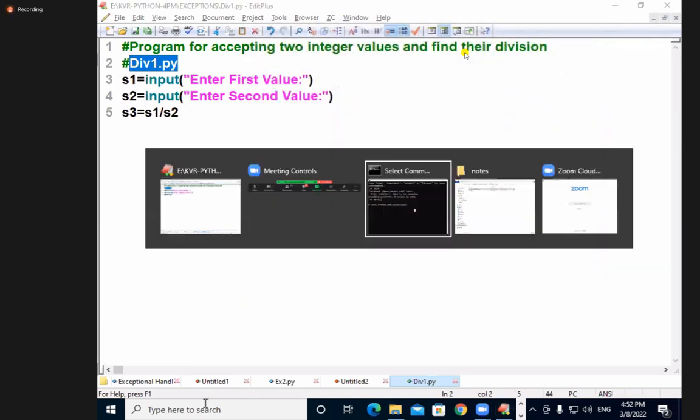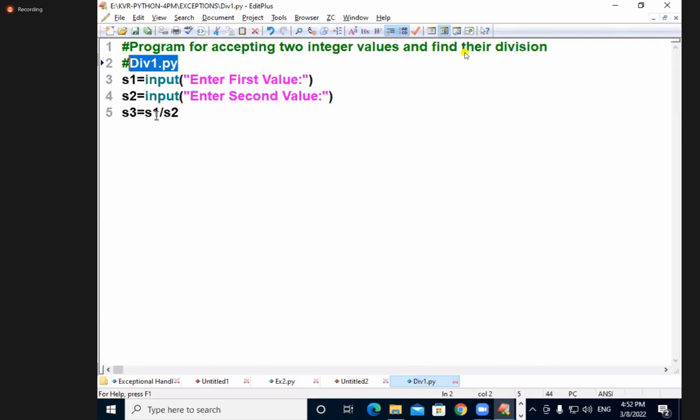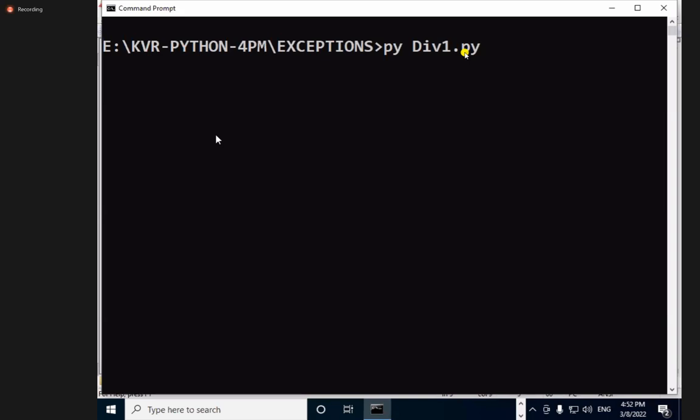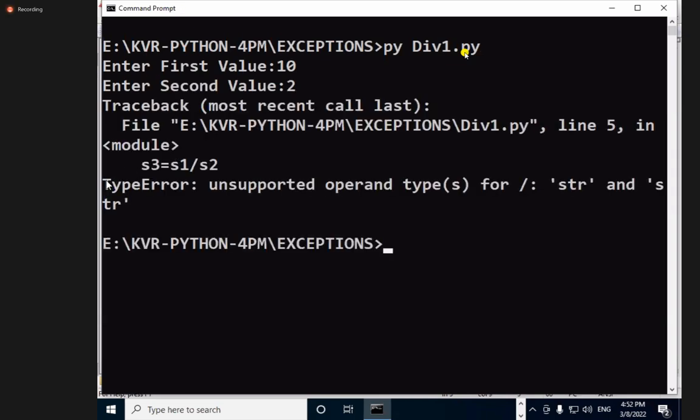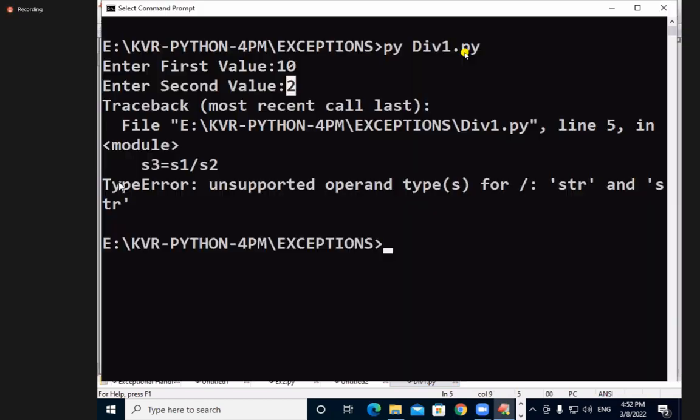div1.py. Go to the command prompt, students, and run div1.py. It is going to be wrong arguments, wrong variables passed for this operator. Either a value error or a type error will come, and definitely a type error is going to come. Enter the value 10, enter the value 2. You see what error is coming? Even though 10 and 2 are integers entered from the keyboard, internally they are taken as STR type, and STR divided by STR always gives which error?